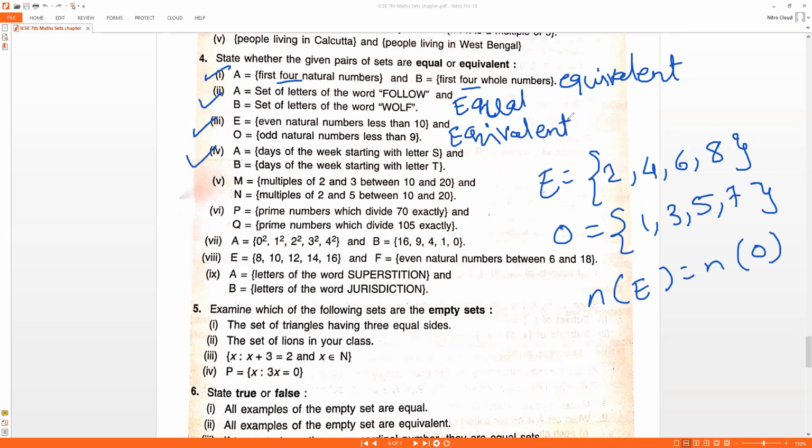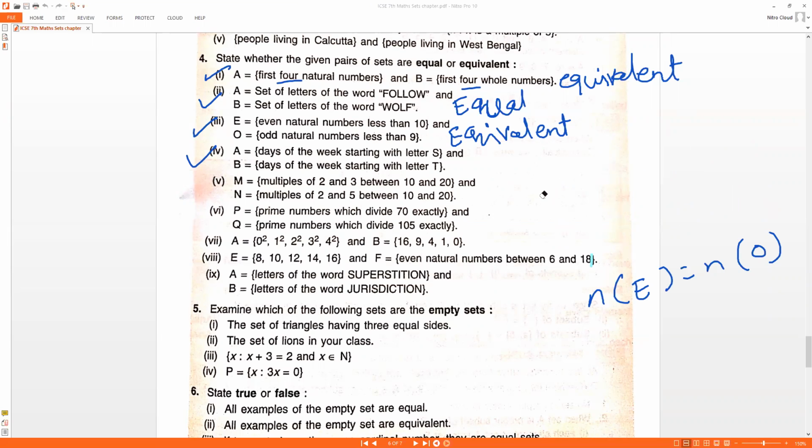Okay, fourth. Equivalent. Days starting with letter S. How many days are there? Sir, 2, and with T also 2. So equivalent. Correct. Saturday and Sunday, and T is Tuesday and Thursday. Yes, equivalent. Very good. What about fifth?